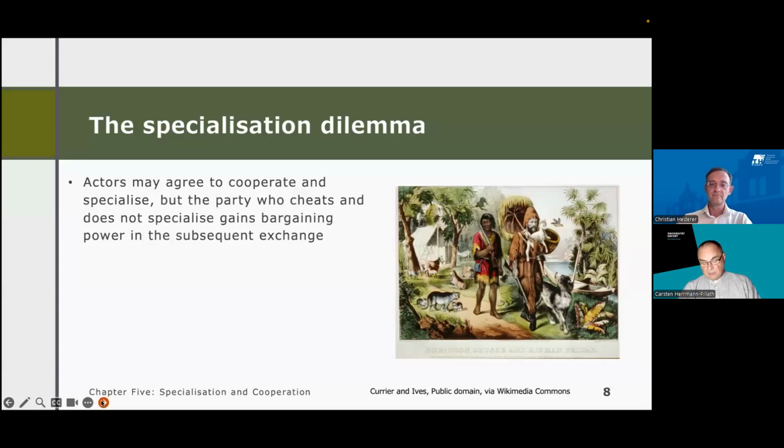A fundamental counterpart of the classical gains from specialization perspective is the specialization dilemma. It was suggested by economist James Buchanan, drawing on the story of Robinson Crusoe and Friday meeting on the lonely island where Robinson has been stranded. Imagine that Robinson and Friday establish an agreement to specialize, Robinson as a craftsman, Friday as a farmer. They then part ways, each working on their part of the island in peace.